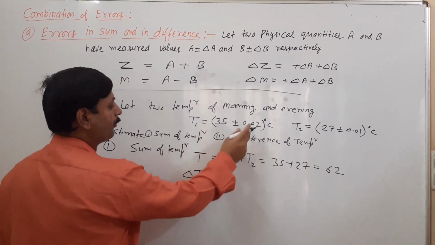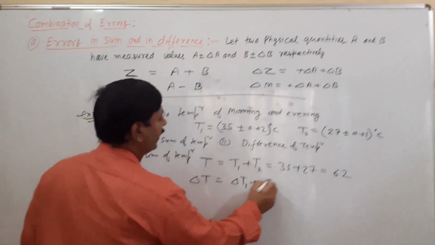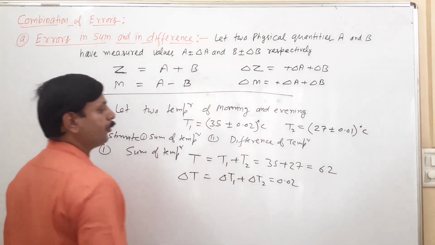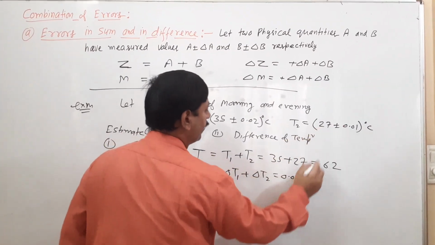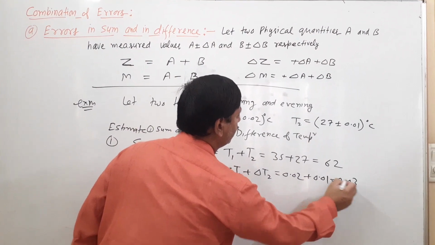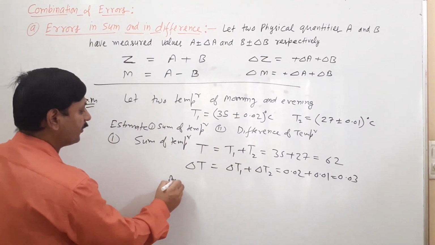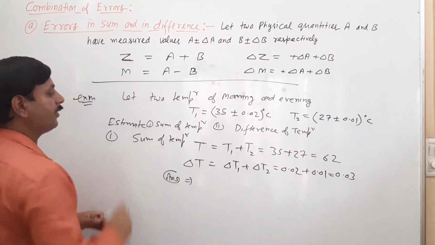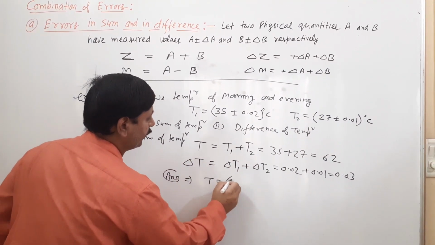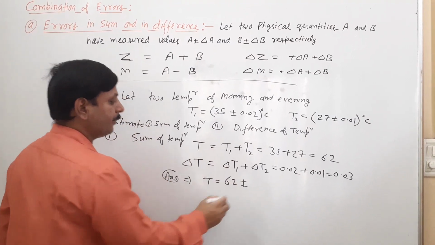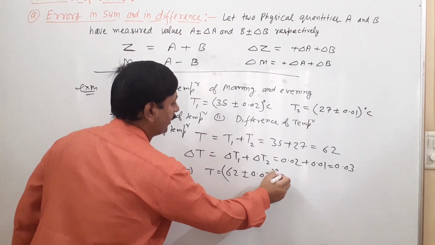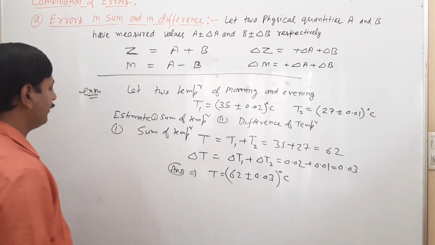So what is the absolute error? Del T1 plus del T2. Del T1 is the absolute error 0.02. Only the positive value you have to take. That will come 0.03. What will be the answer for the sum of temperature? You will write T is equal to 62 plus minus absolute error del T. So that will be the sum of temperature.